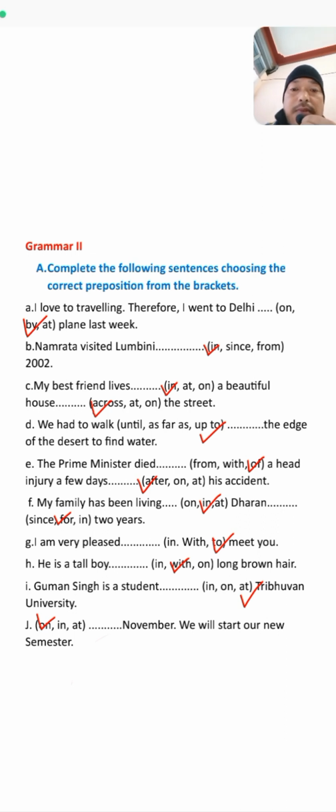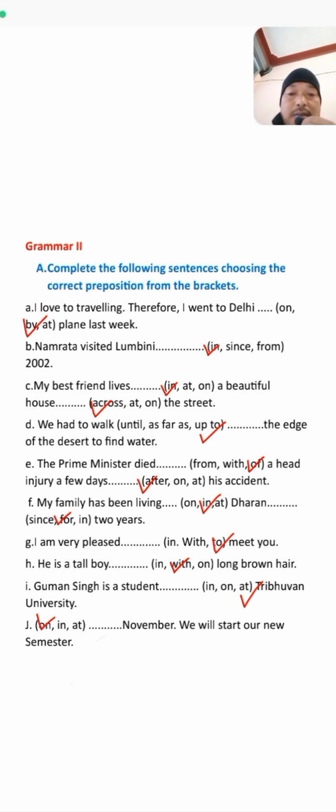C number, my best friend lives in a beautiful house across the street. A house is a place where we live inside, surrounded by something. For that we use in a beautiful house, across the street, not at the street or on the street. We had to walk up to the edge of the desert to find the water.